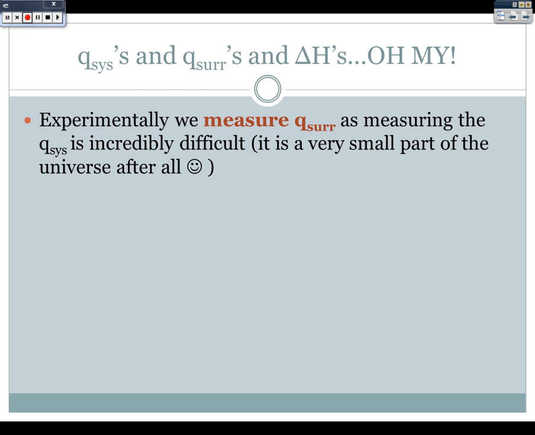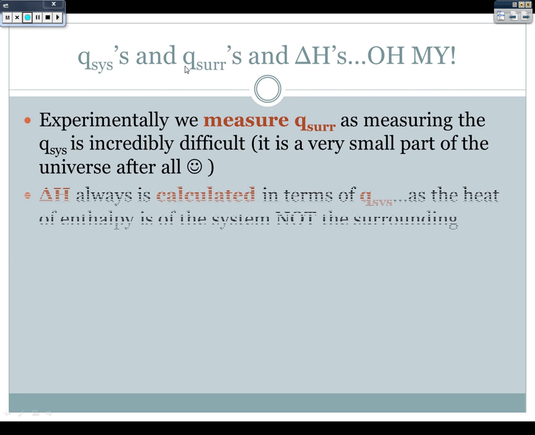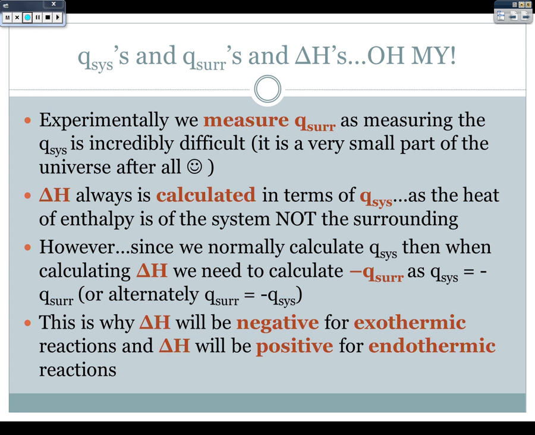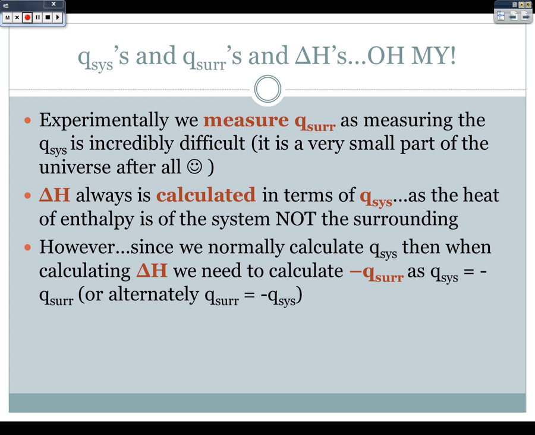Experimentally, we are measuring Q surrounding because measuring Q system is incredibly difficult. It's a very small part. So experimentally, we measure Q of surrounding. That's what we're measuring. But delta H is always calculated in terms of Q system, as the heat of enthalpy is the heat of the system, not of the surroundings. So, since we normally calculate Q system when calculating delta H, we need to actually calculate negative Q surrounding, as Q system is negative Q surrounding, or alternately Q surrounding equals negative Q system. So what that means is that our delta H is actually equal to negative Q surroundings.